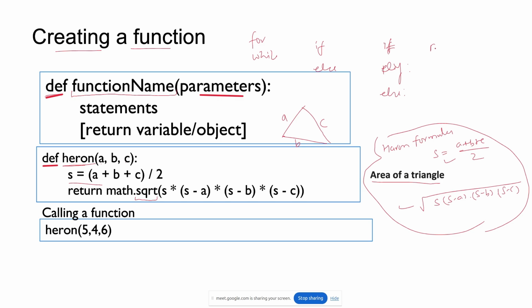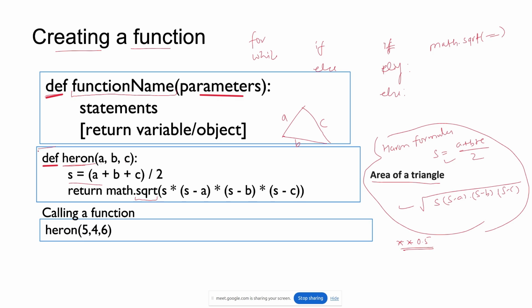So in the math module there is a function sqrt which will give you the square root of any number. If you don't want to use this, then you can use power by 0.5. You can also use this, right?